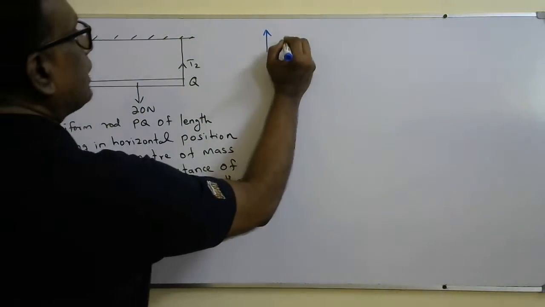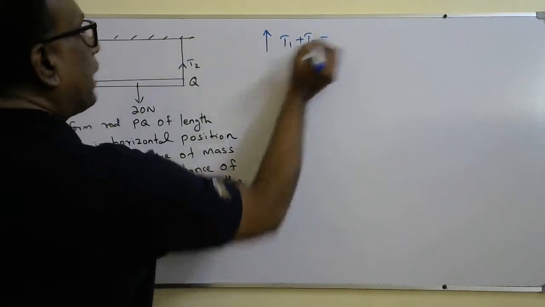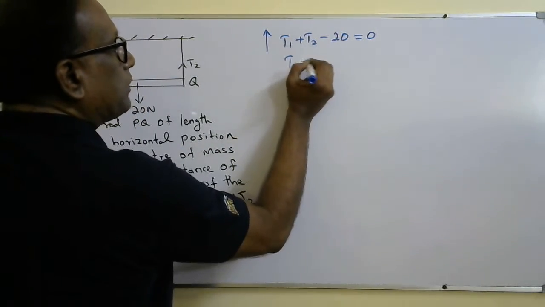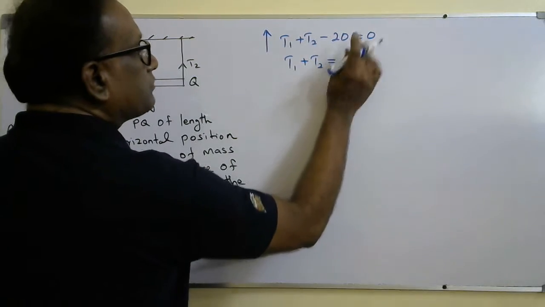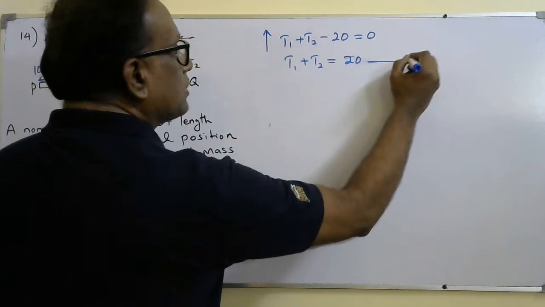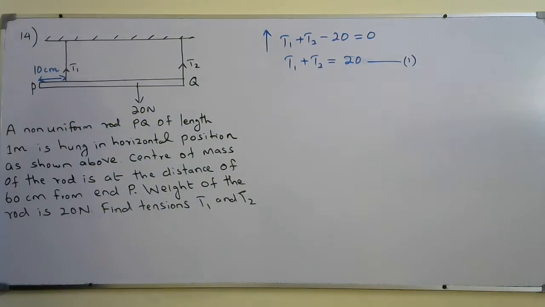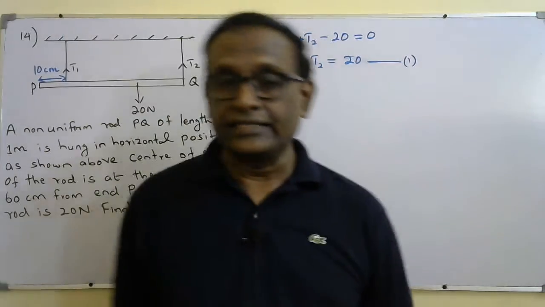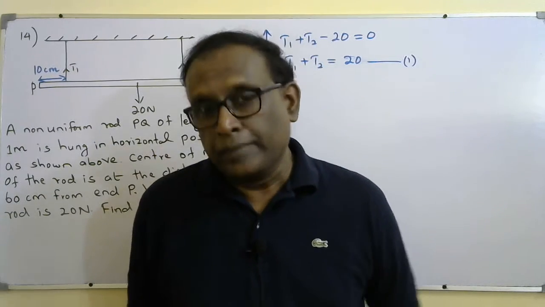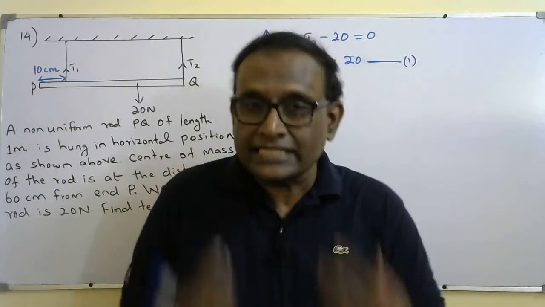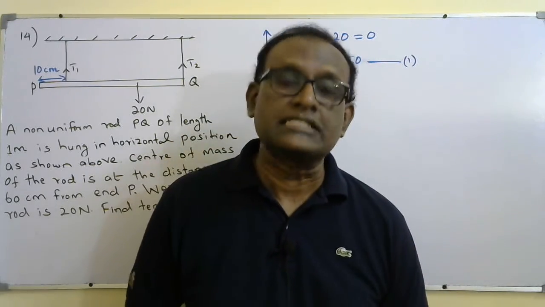So T1 plus T2 minus mg, which is 20, equals 0. So T1 plus T2 equals 20. So there are two unknowns, but I have only one equation. Here I can't resolve them horizontally because this is vertical, this is vertical, this is vertical. No other way of resolving in any other direction. So what can I do? Mathematically, when there are two unknowns, I need two equations. So to get the next equation, I am going to use the principle of moments.